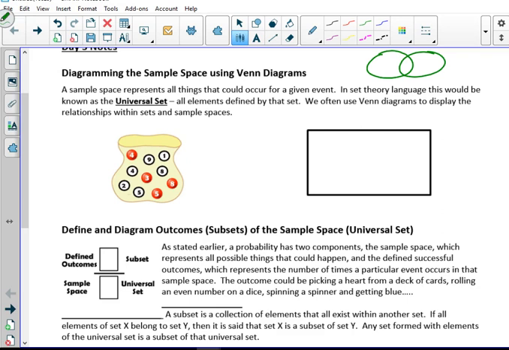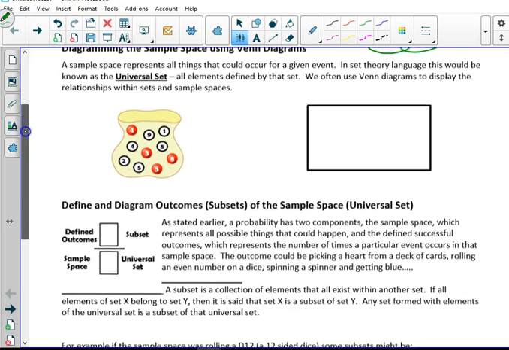So, a sample space represents all things that could occur for a given event. In set theory language, this would be known as the universal set, all elements defined by that set. We often use Venn diagrams to display the relationships within sets and sample spaces.